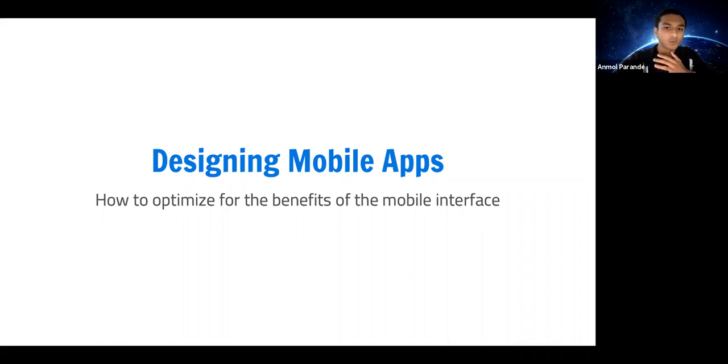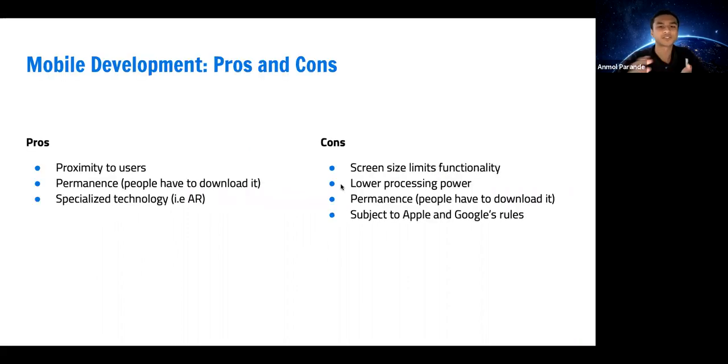And so one common mistake that people make is that they think everything should be a mobile application. Everything should not be a mobile application. There are definite pros and cons to actually making a mobile app. And the key to making mobile apps is to leverage the pros while diminishing the cons. And so here are some of the things that you might want to consider when you're thinking about mobile development.